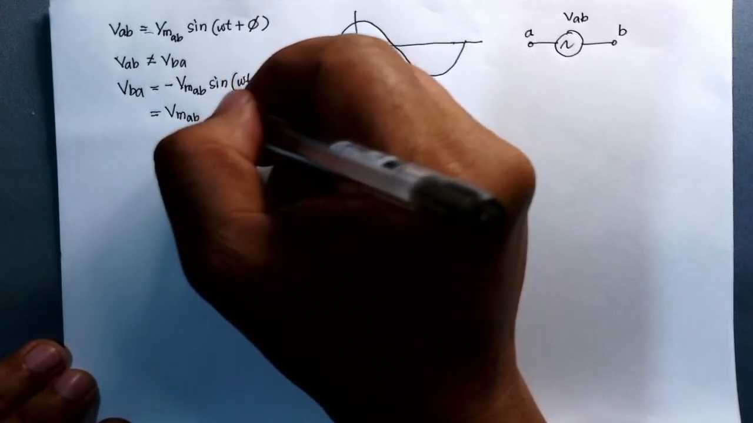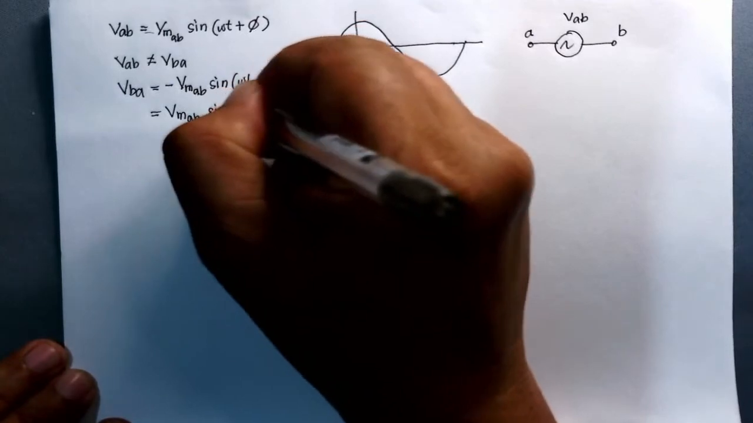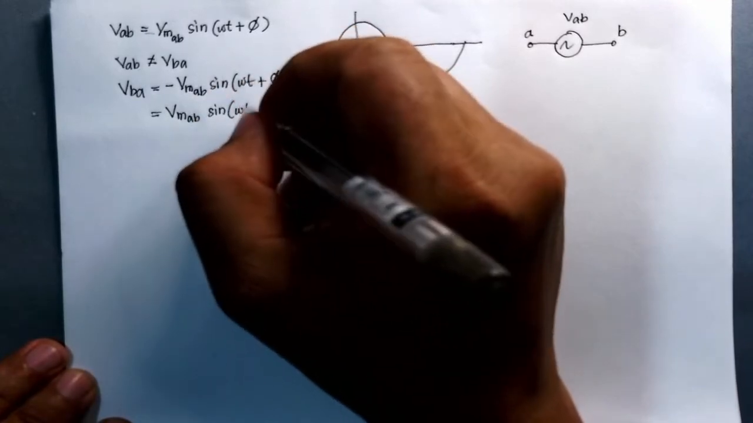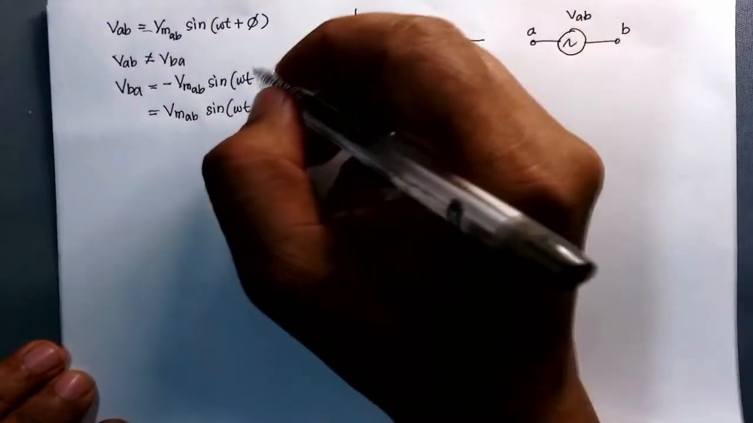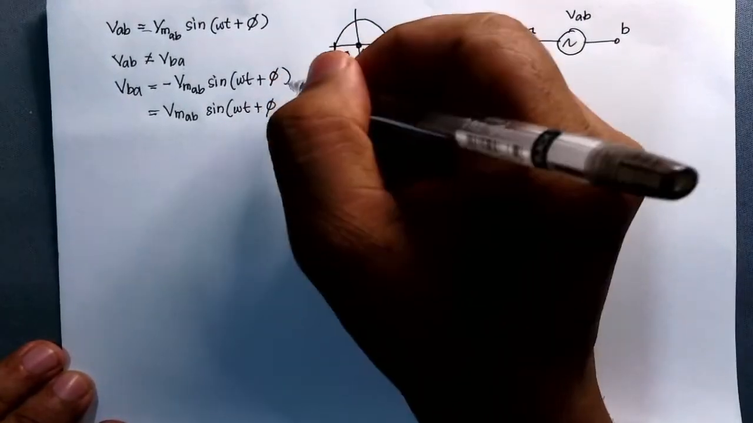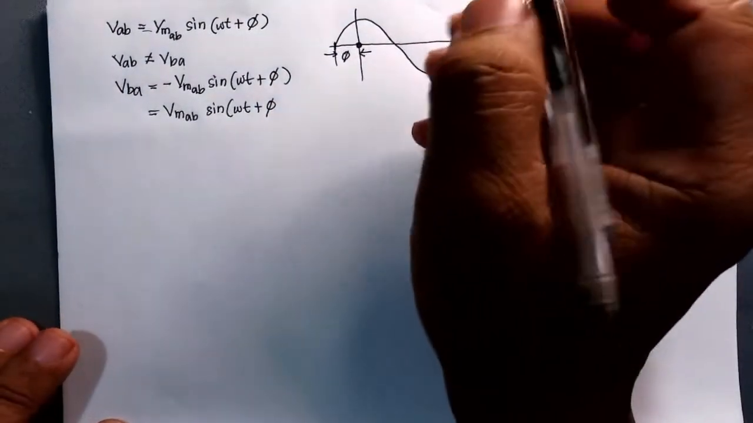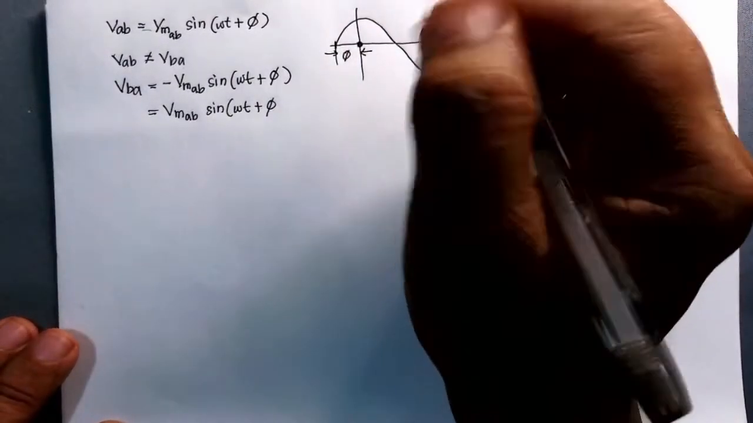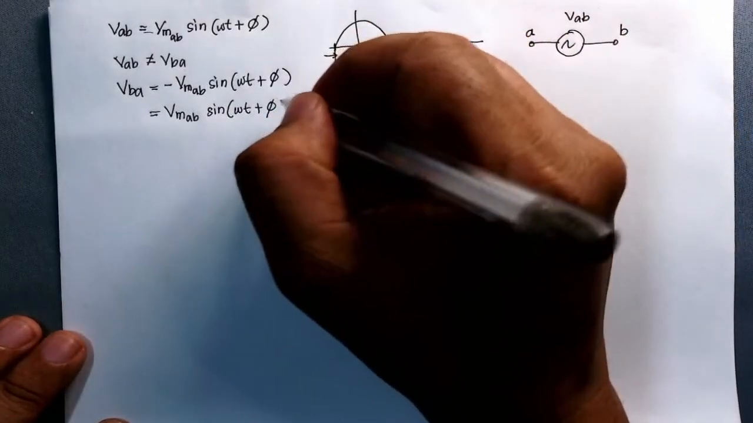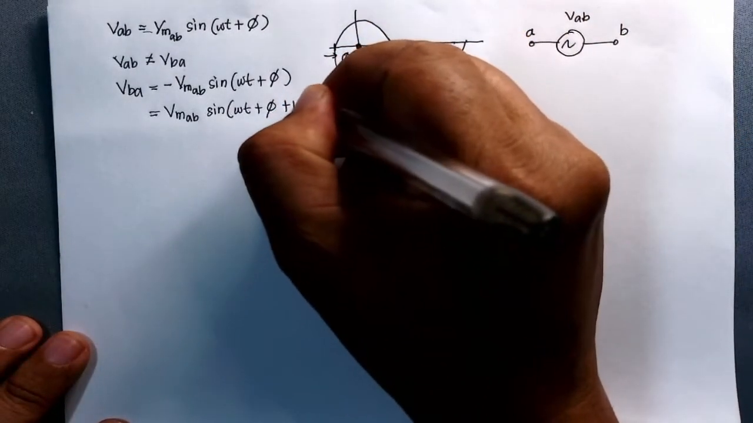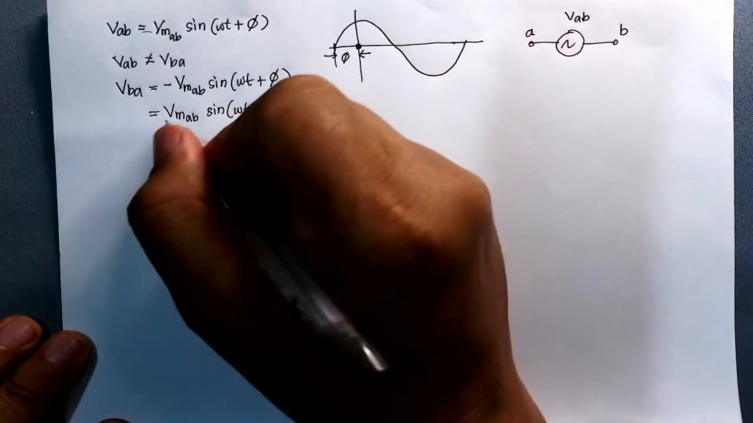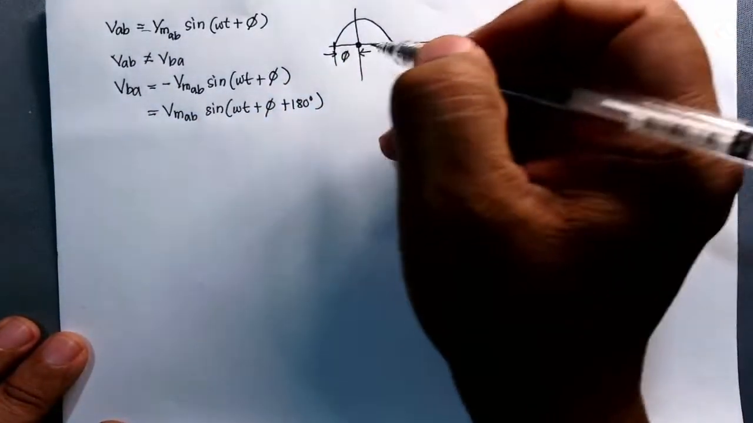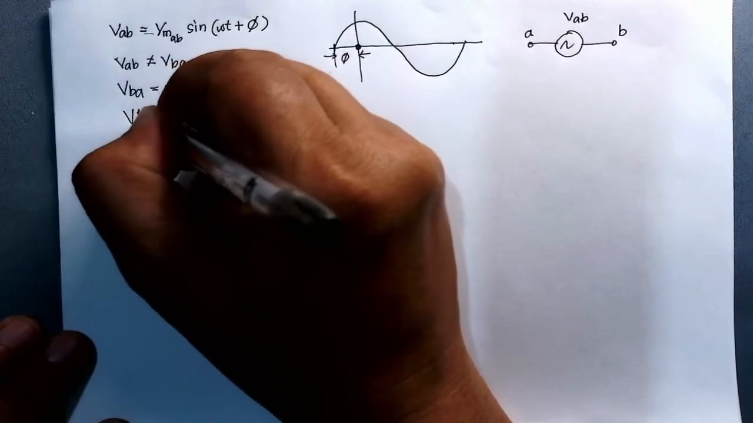So what we should do is we should just introduce an angle for our sine function, plus phi. So the angle directly on the opposite side of your voltage is 180 degrees. So you just add here 180 degrees, and this makes this positive V sub M AB. Okay, so this is also V sub BA.